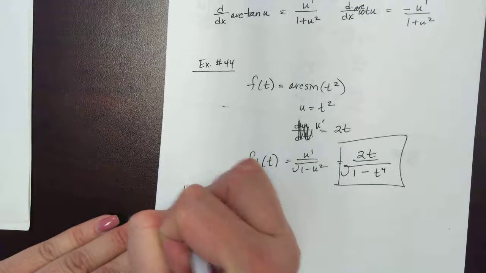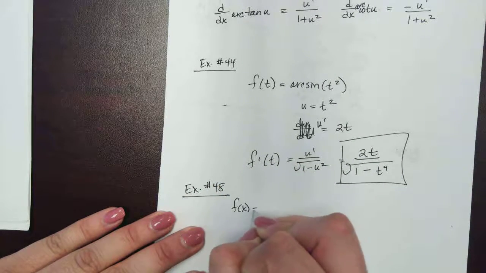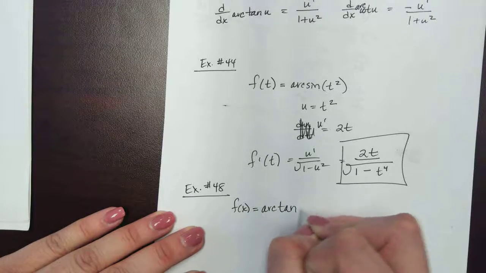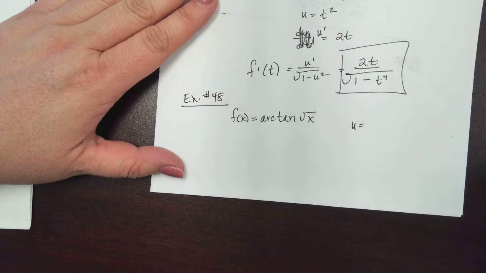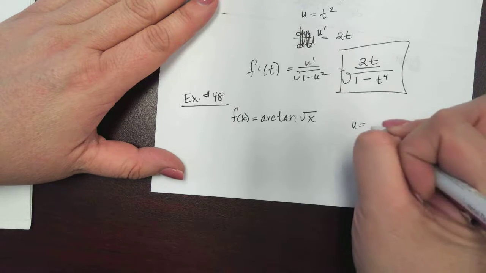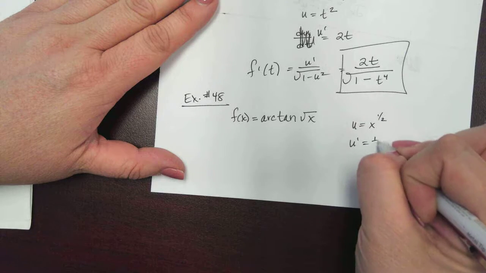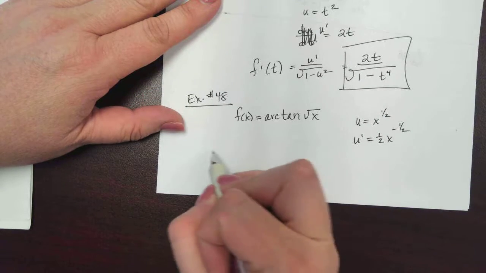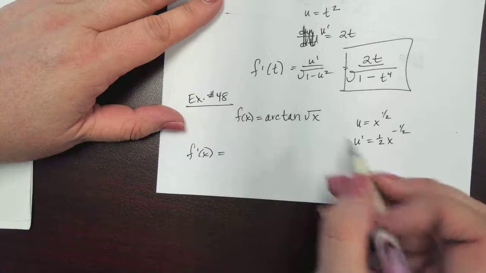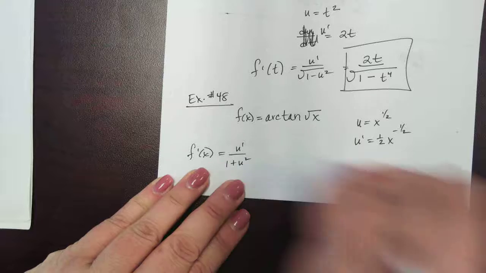Okay. Example number 48. f of x is equal to arctangent of square root x. What's my u? x to the 1/2. u prime, 1/2 x to the negative 1/2. Okay, so f prime of x, the derivative of arctangent from our equation, is u prime all over 1 plus u squared.